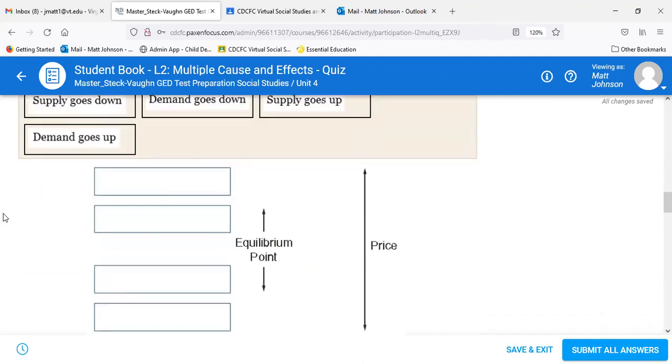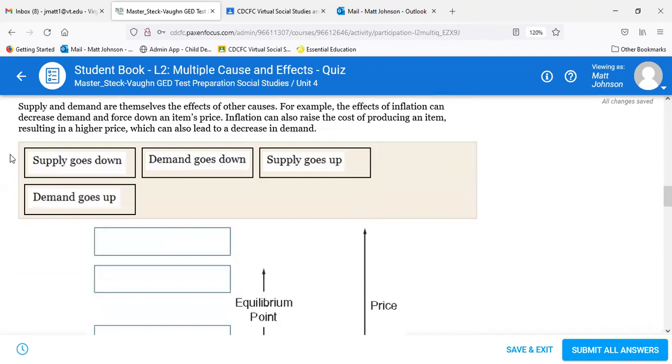All right, so let's take a look here. Where are we putting these boxes? Where does demand go down? Where are we going to put this one?